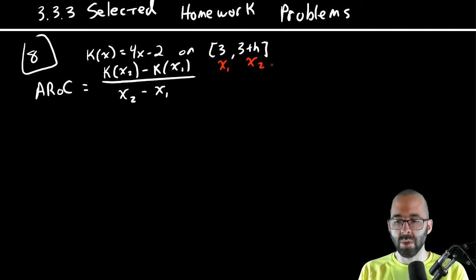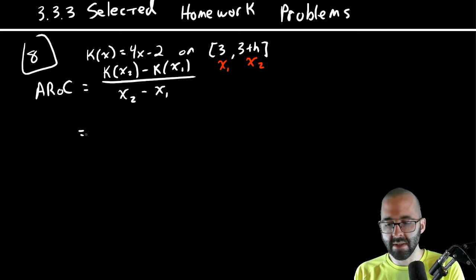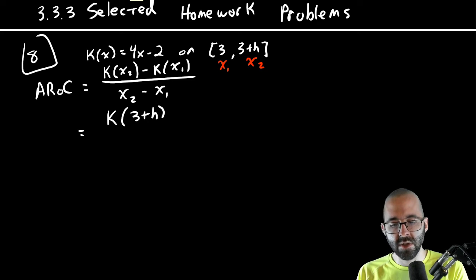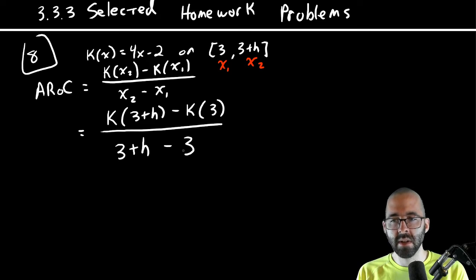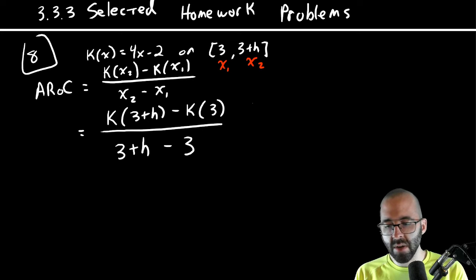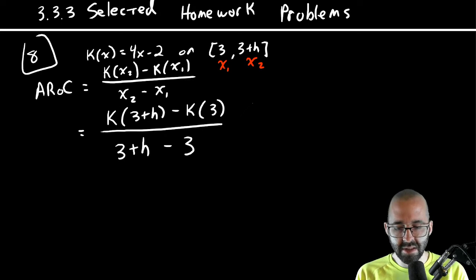So here especially, we're going to have to really be careful about parentheses. The second input is 3 plus h, so replace x2 with 3 plus h, minus the first one, which is just 3, divided by 3 plus h, minus the first input, which is 3. So now we have to plug these in. So we're going to go off to the side.